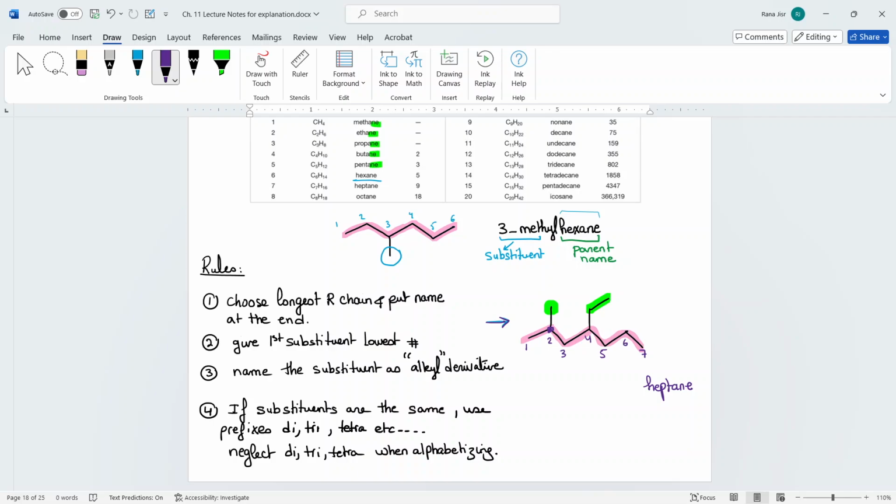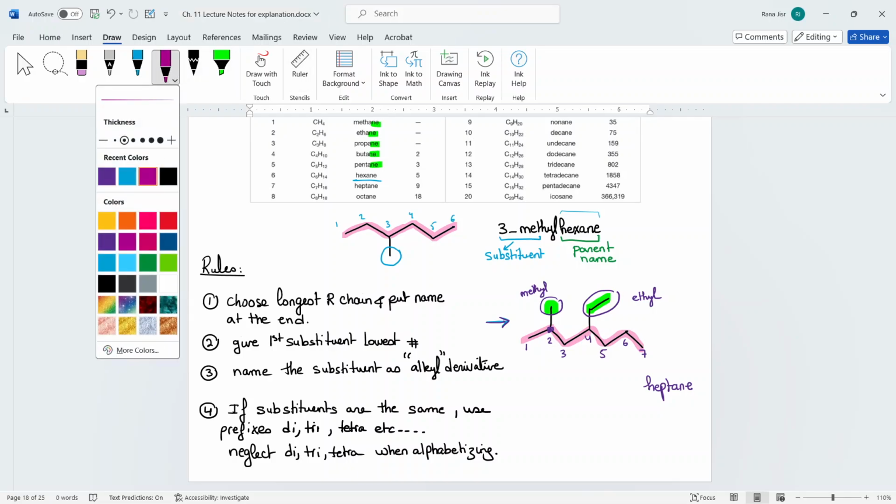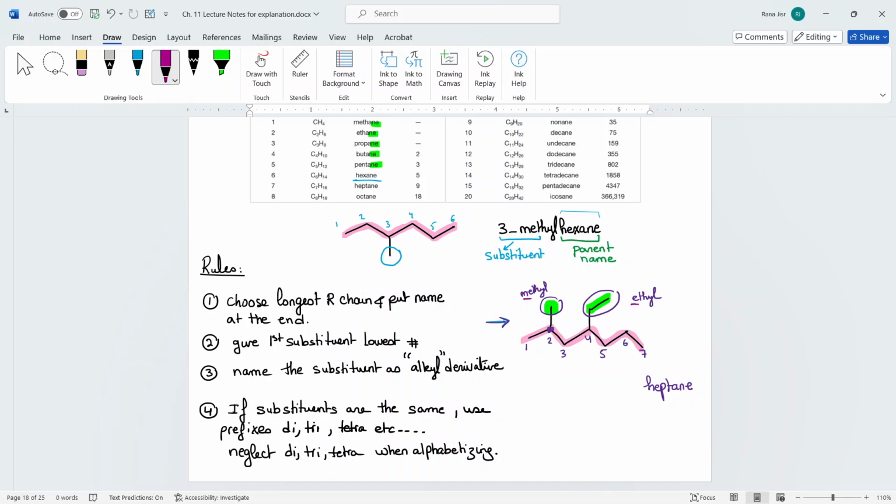And then now I need to number my substituents. So on carbon number 2, I have a methyl group. And on carbon number 4, I have an ethyl group. I'm just going to write them like this. So this is an ethyl and this is a methyl in here. The ethyl and the methyl are different. So if this is the case, then I would need to arrange them in alphabetical order. And to arrange them in alphabetical order, I need to look at the M in the methyl and the E in the ethyl. Definitely the E comes first.